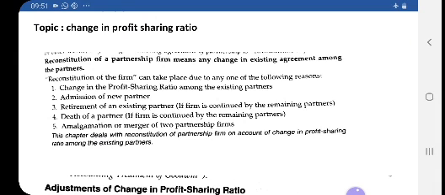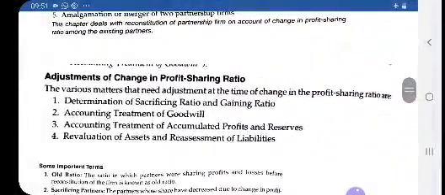Now, let us start our first reason of reconstitution of partnership firm, that is change in profit sharing ratio. What adjustments are required when this change takes place in the firm? First of all, there are four steps we will discuss, we will revise all four steps again. First is determination of sacrificing ratio and gaining ratio.